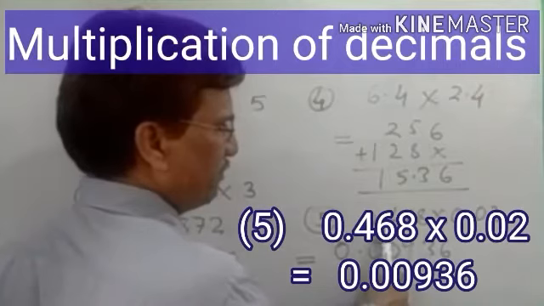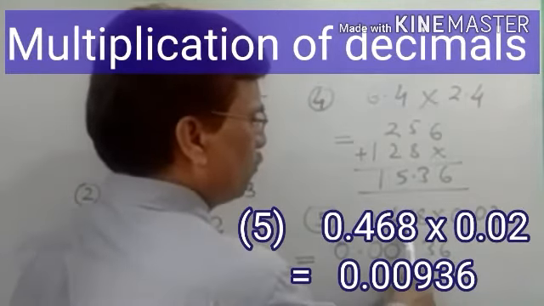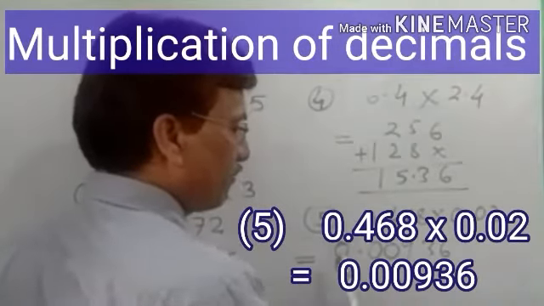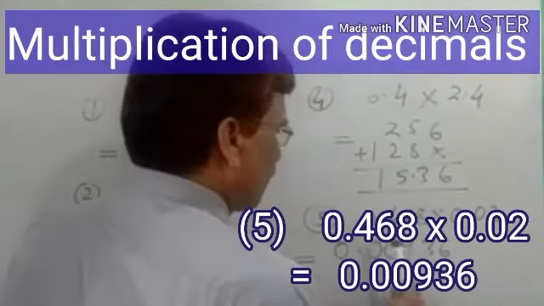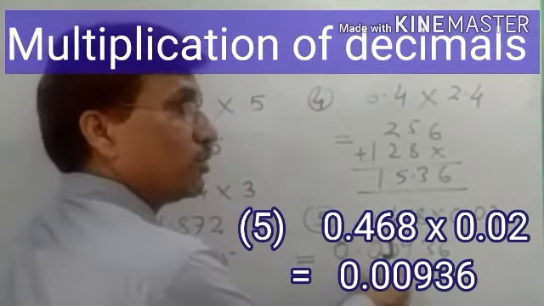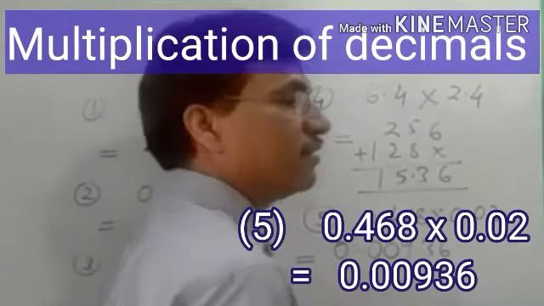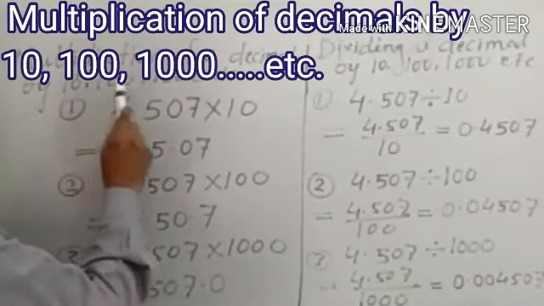After decimal 3 digits. Here after decimal 2 digits. Total 1, 2, 3, 4, 5 digits. So we have to put the decimal after 5 digits from the right. 1, 2, 3, 4, 5. If there is no digit, you have to put 0. So 0.00936.